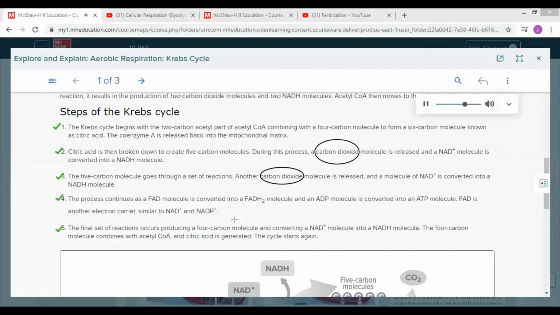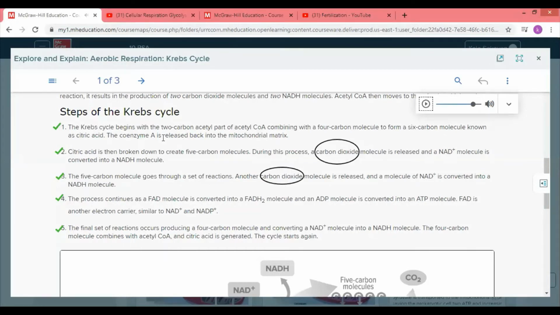The process continues as a FAD molecule is converted into a FADH2 molecule and an ADP molecule is converted into an ATP molecule. FAD is another electron carrier, similar to NAD+ and NADP+. The final set of reactions occurs producing a 4-carbon molecule and converting a NAD+ molecule into a NADH molecule. The 4-carbon molecule combines with acetyl-CoA, and citric acid is generated. The cycle starts again. So simple.